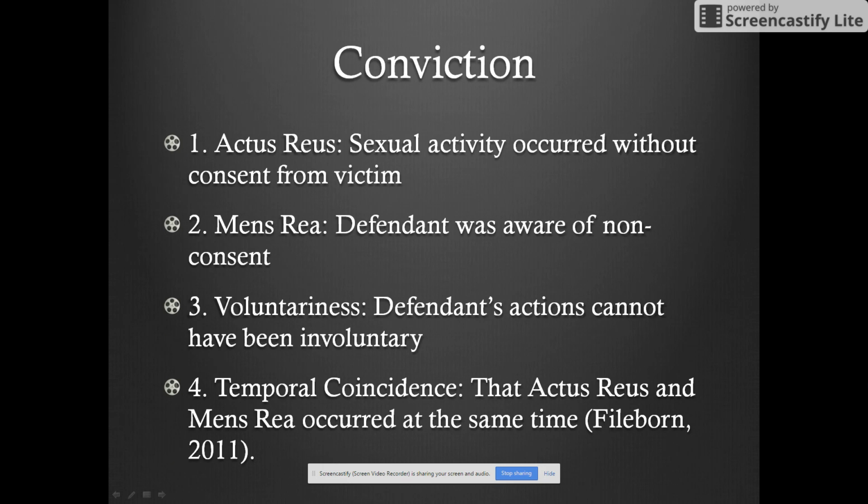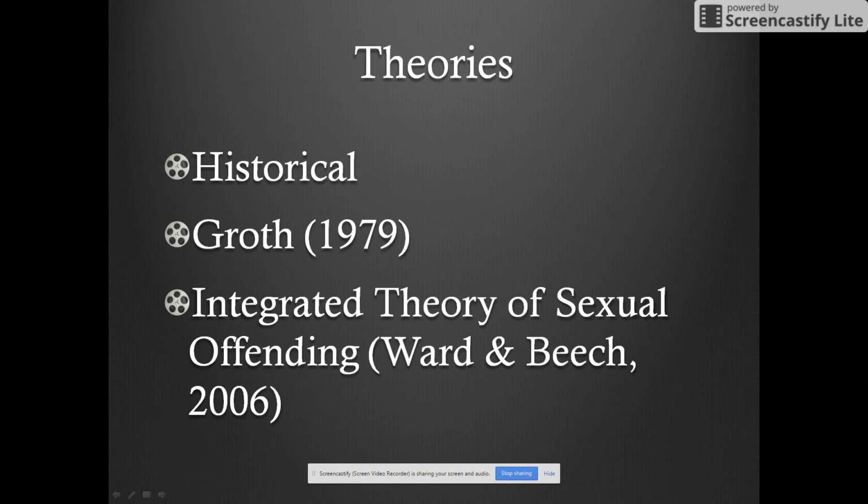To be convicted of a sexual act in Australia, 4 elements must be established. 1. Sexual activity has to have occurred without the consent of the victim. 2. The defendant must have been aware that the victim did not consent to the act. This element is the most frequently debated and often difficult to prove. 3. The defendant's acts cannot have been involuntary, and 4. The sexual activity occurred at the same time as the defendant was aware no consent had been given.